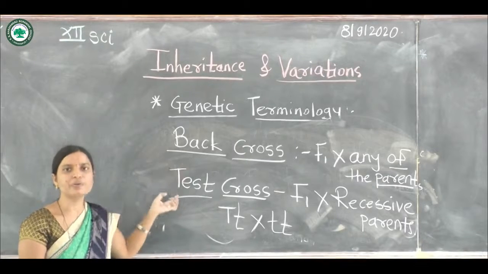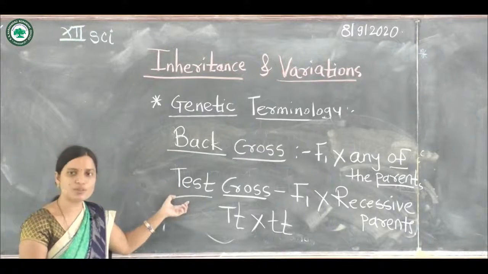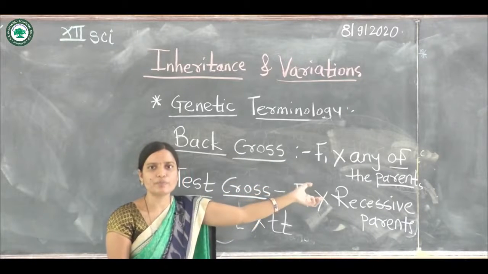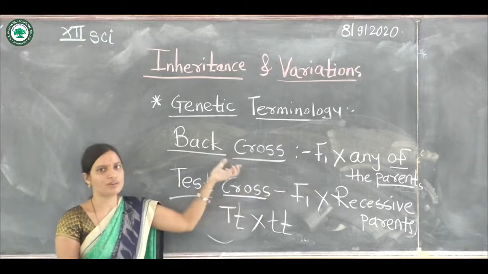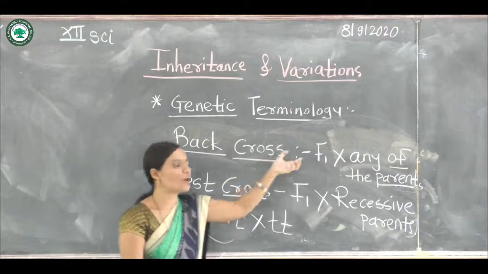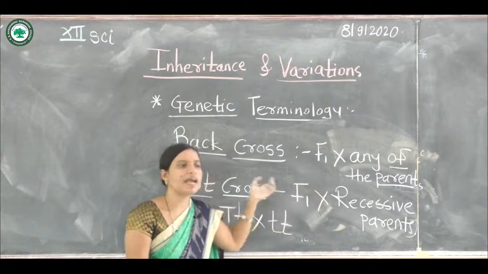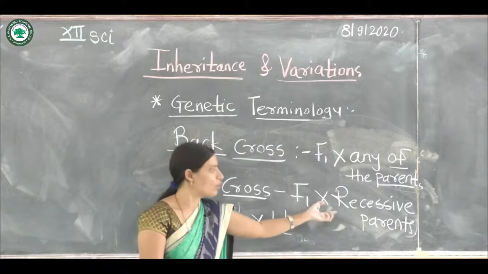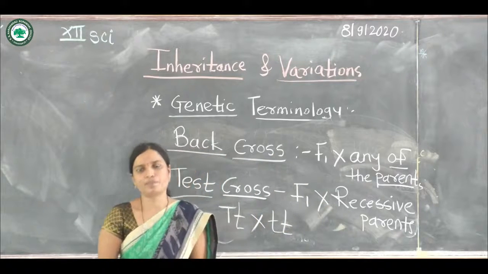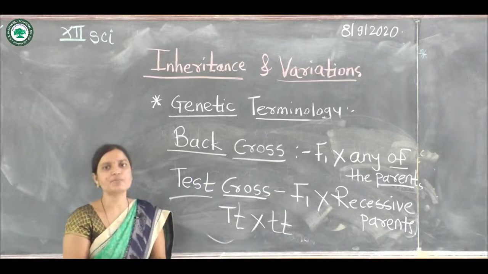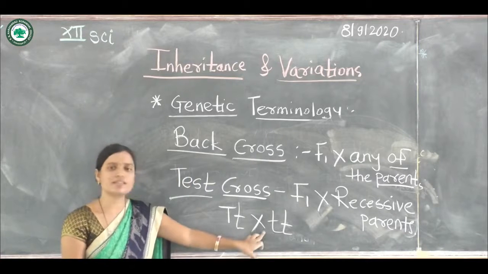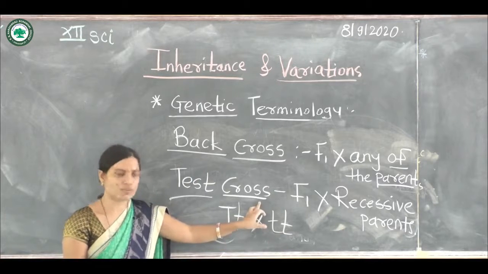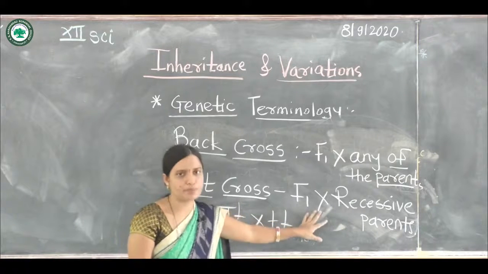The difference between the two crosses, backcross and test cross. A backcross means F1 is crossed with any one of the parents, whether tall or dwarf, dominant or recessive. A test cross means F1 is crossed with only the recessive parent, the suppressed character. In this crossing the ratio occurs. In a test cross, the offspring is recessive.